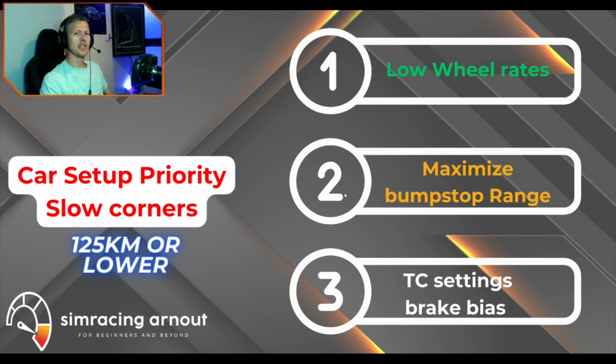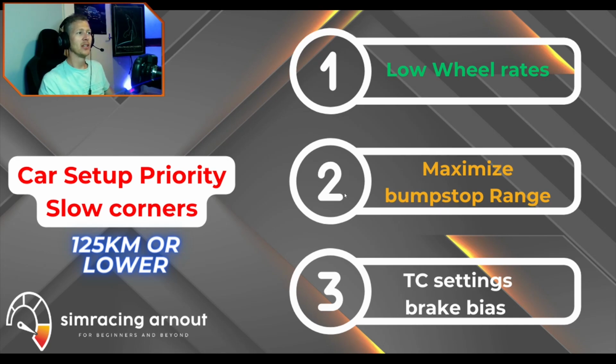Car setup priority in slow corners. The first priority for getting the most grip out of your tires will be low wheel rates. Low wheel rates will make the tires more efficient. And if you're having a track with slow corners, I would probably want to get into low wheel rates because it's going to make the tire have the most grip.